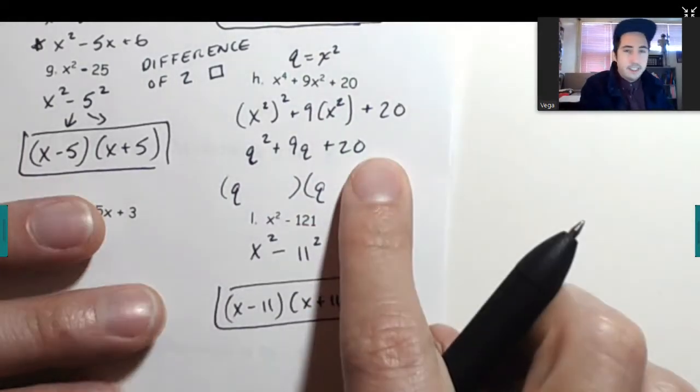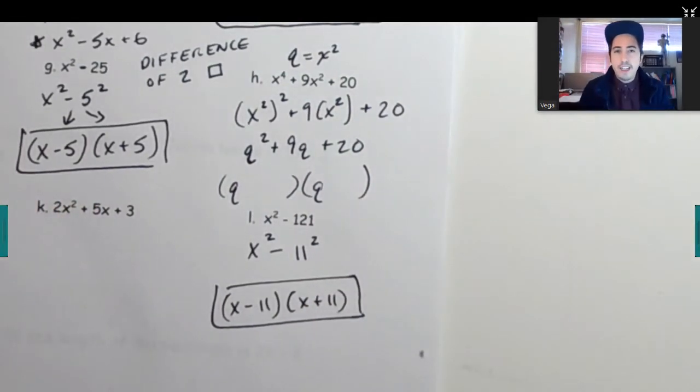How do you get 20? 1 times 20, 2 times 10, 4 times 5. That's the only way to get 20. And I want to add up to 9. What adds up to 9? 1 and 20, that's 21. Nope. 2 and 10, that's 12. Nope. 4 and 5. That's 9.